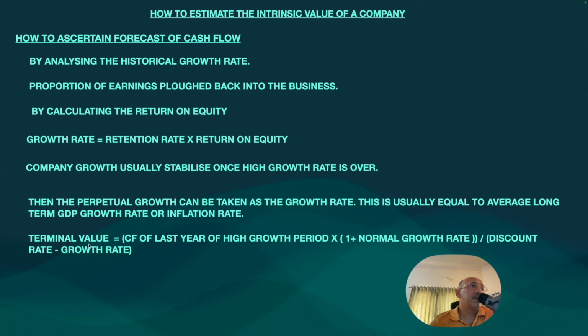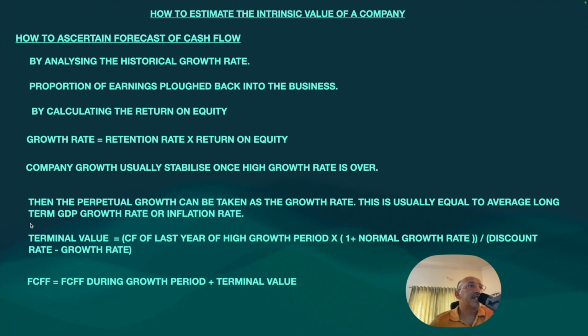Now coming to another concept, terminal value. The terminal value is the cash flow of the last year of the high growth period. Whenever your growth period ends, what was the cash flow for that period? You have to multiply it by 1 plus the normal growth rate. What will be the normal growth rate? Divided by the discount rate. The discount rate is the inflation rate minus the growth rate of the company. So free cash flow to firm is equal to the free cash flow to firm during the growth period plus this terminal value, which you calculate using this formula.